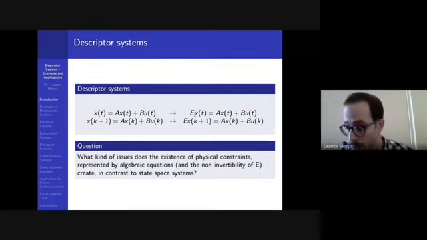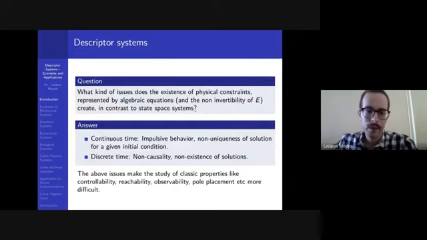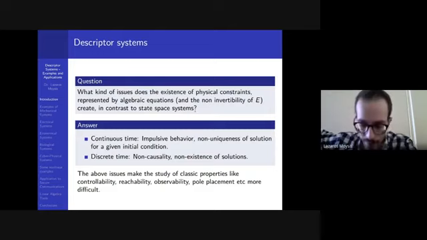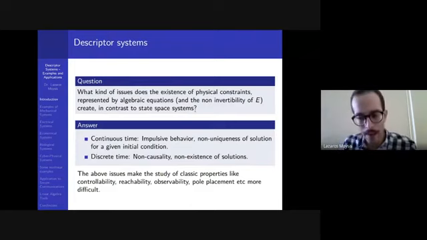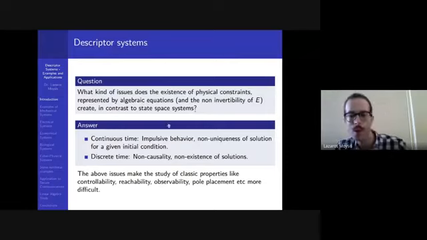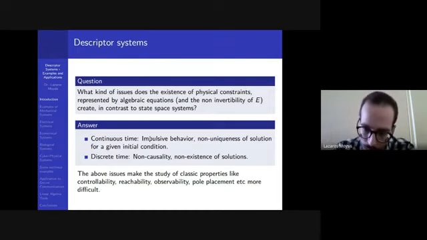Do we have any issues? What sort of problems arise here? And the answer is that we have a lot of different problems arising in contrast to state space systems, that make the analysis, the design and the control more difficult. For example, in continuous time, we may have impulsive behavior. That's the behavior where, at time zero, we have a very strong but instantaneous pulse in the system that can potentially destroy the system.